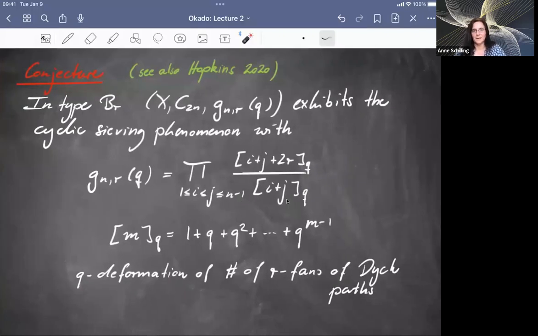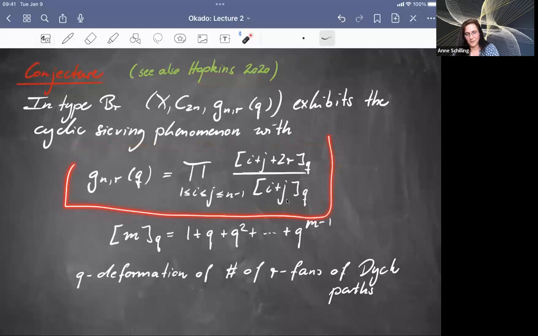Okay, and the last thing I want to mention is that there is actually another polynomial that you could use in the case of type BR. This polynomial also appeared in work by Sam Hopkins. It turns out that this polynomial also, conjecturally, gives you a cyclic sieving phenomenon, but the polynomial is actually different from the energy function. So the polynomial that I claim also gives you a cyclic sieving phenomenon is this.